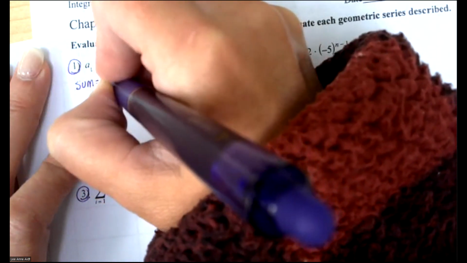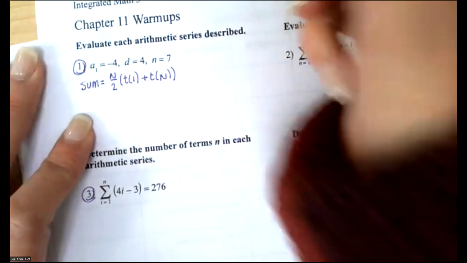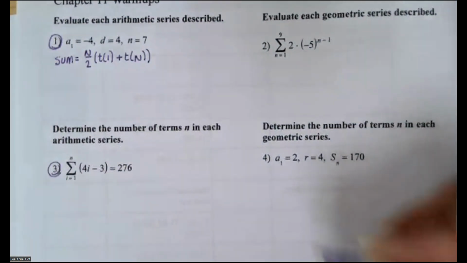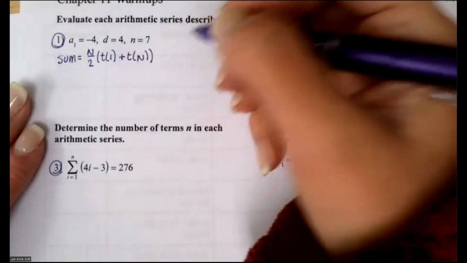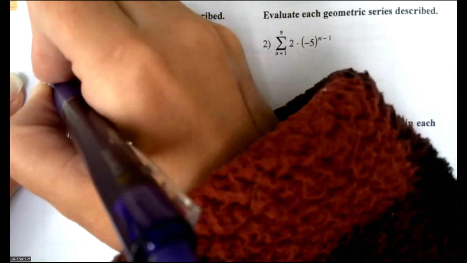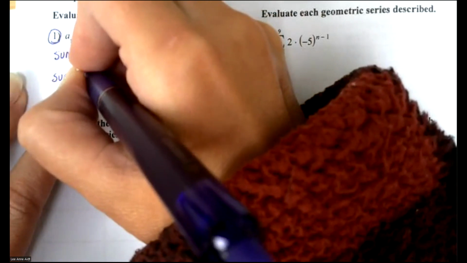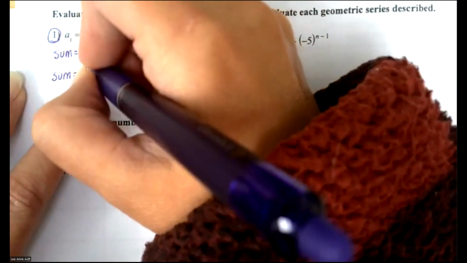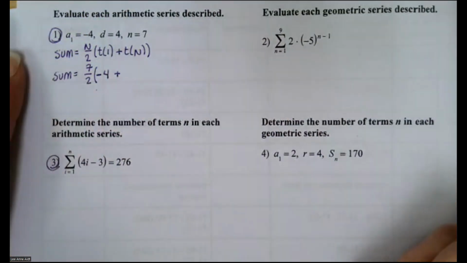Evaluate each arithmetic series described. Sum equals n over 2 times first term plus last term. I'm really tired of doing these. I don't know if you are also, but it's fine. Evaluate means find the sum. So in these problems, the sum is the variable. n is 7. First term is -4. And then I need to find the last term.